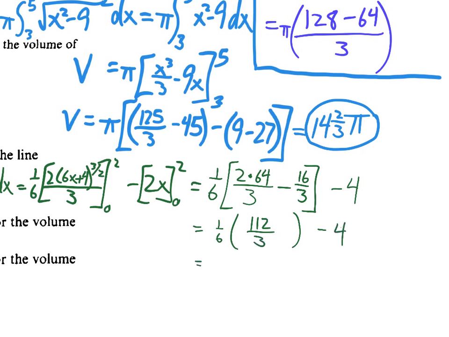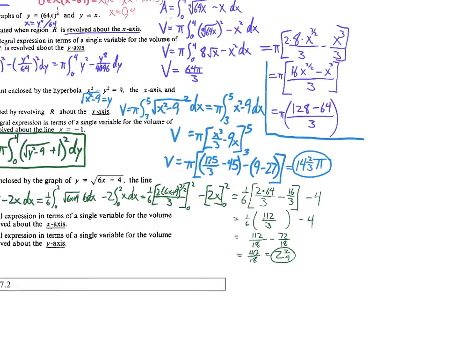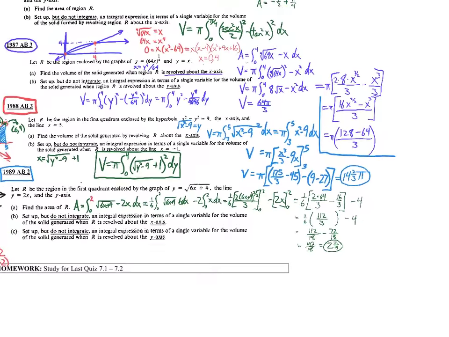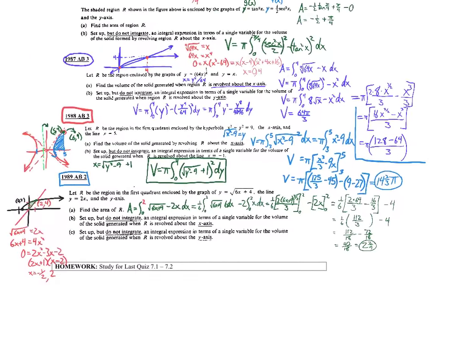And then it's going to be 112 18ths minus 4, which is 72 18ths. So that takes it down to 40 18ths, which is 2 and 4 18ths, which is 2 and 2 ninths. And that's the area of that region, 2 2/9.